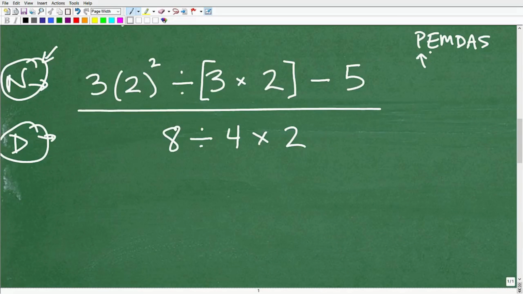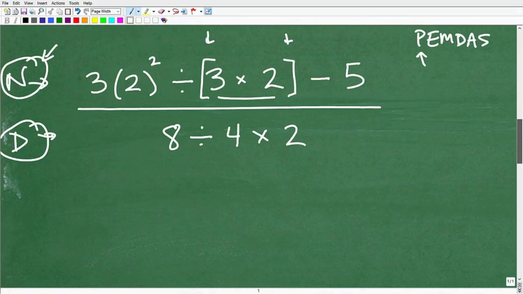So I'm focused in on P, okay? So are there any parentheses? Yes, there are, okay? Remember parentheses, brackets, we call grouping symbols. So here, right here, this part of the problem is a pair of brackets. So that indicates that we have to do everything inside those brackets first. So let's go ahead and do that.